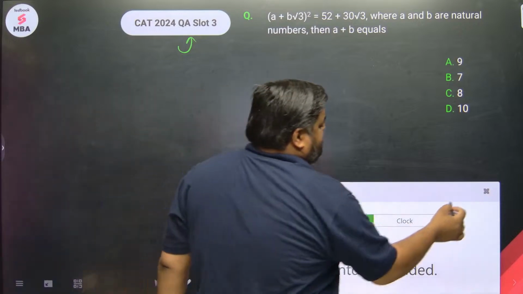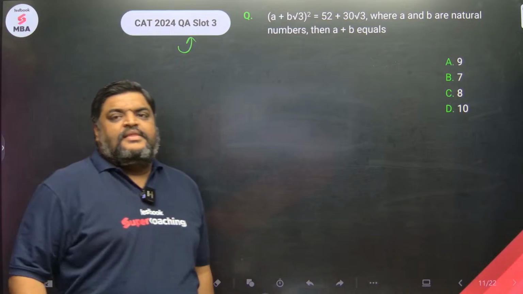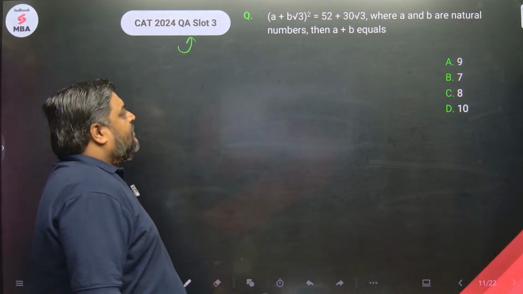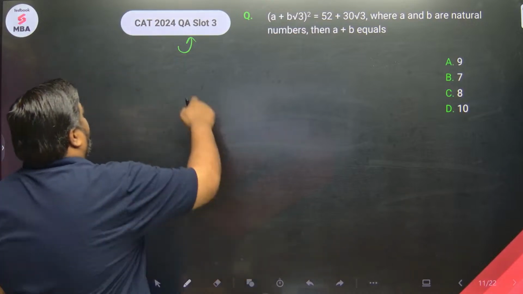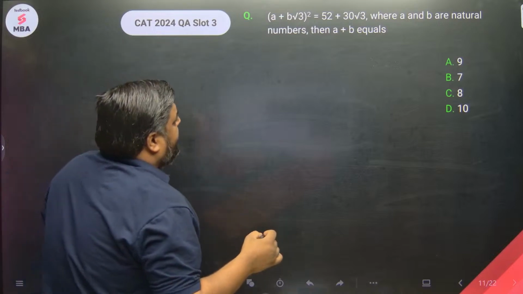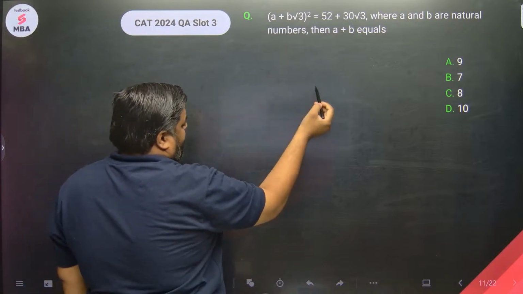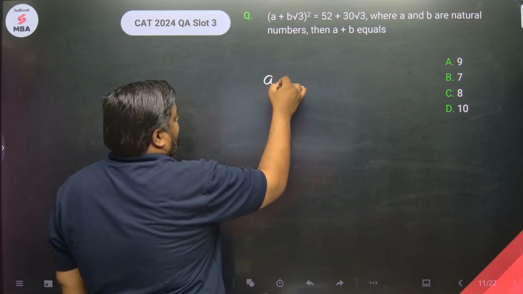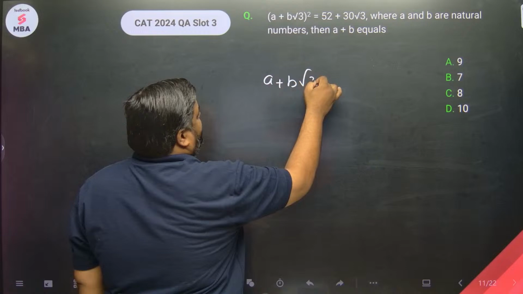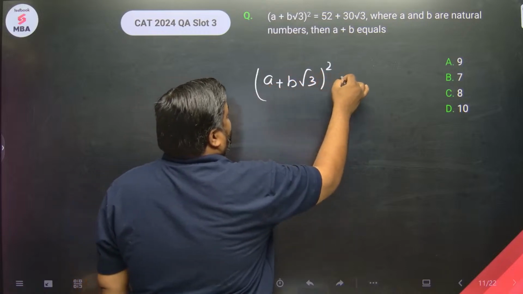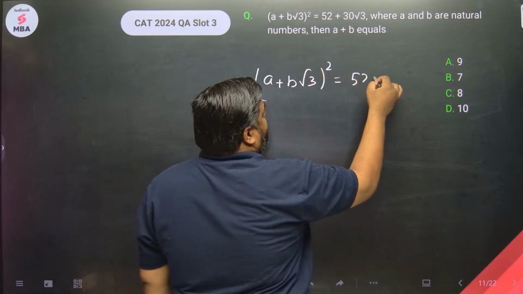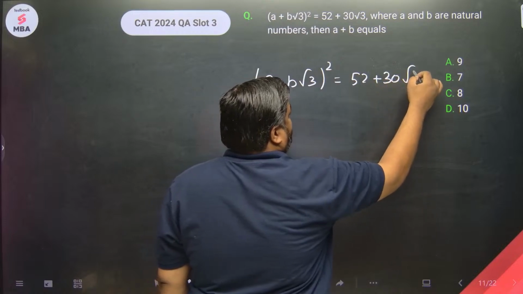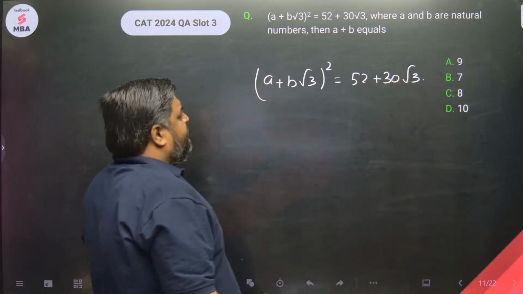Try this one. Let's attempt this one. आ जाओ. देखो, CAT 2024 QA slot 3. Okay, what do I have? हमें given है a plus b root 3 whole square is 52 plus 30 root 3. Okay, very good.